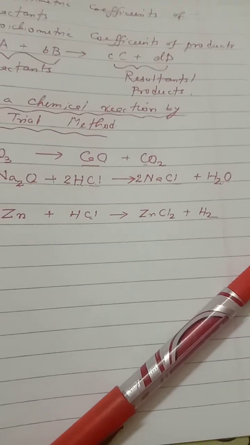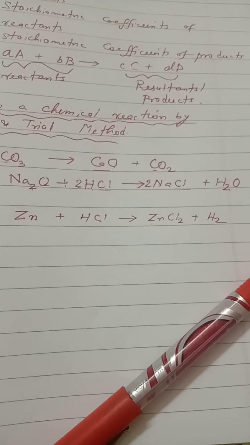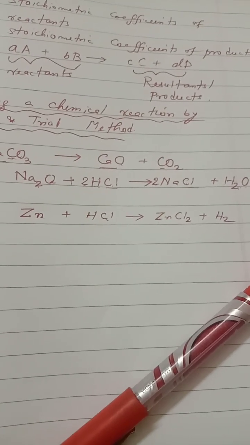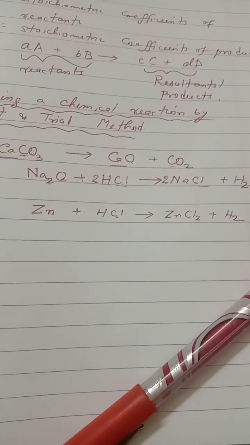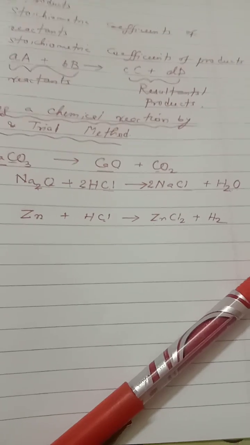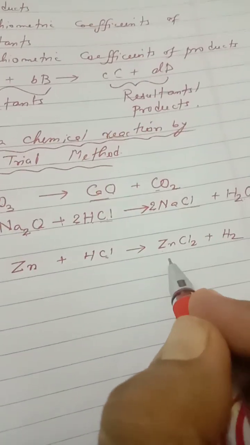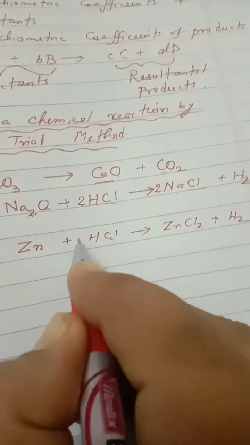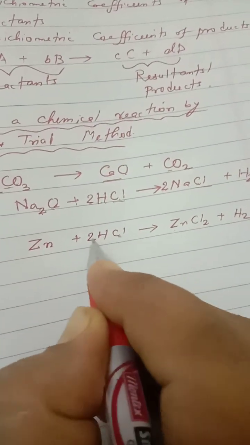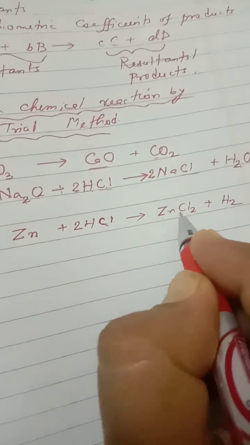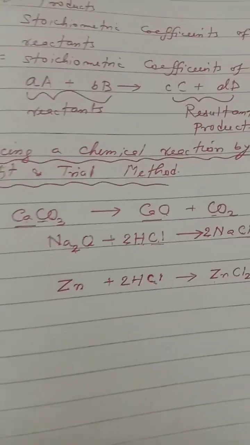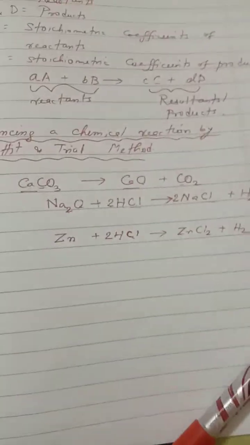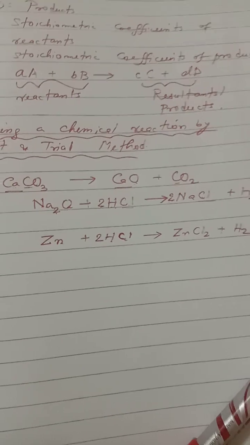In a balanced chemical equation, the reactant side and the product side must contain the same number of atoms of each element. Clear? So this we should keep in mind. Now we are just balancing it. Zinc is balanced. Chlorine is unbalanced, put a 2 here. 2 into Cl means 2 chlorine atoms, 2 chlorine atoms, 2 hydrogen atoms, 2 hydrogen atoms. So this is the way by which we can balance. It is called the hit and trial method. I hope it is clear.